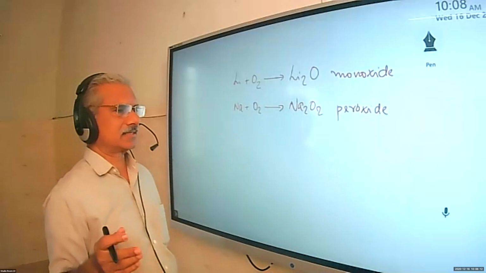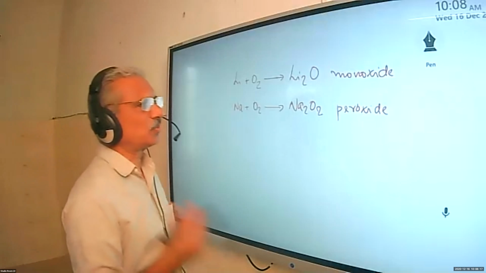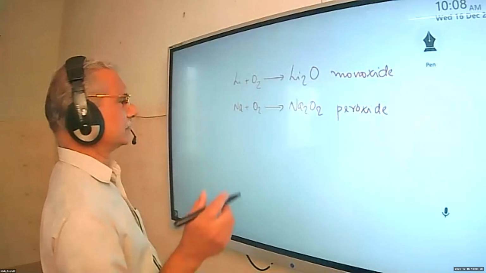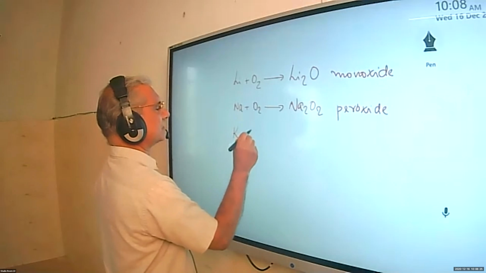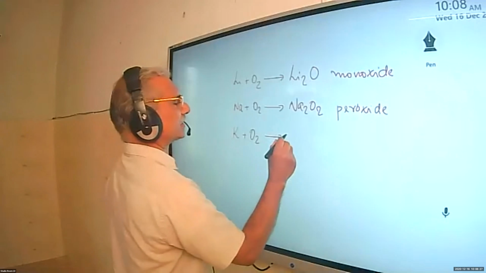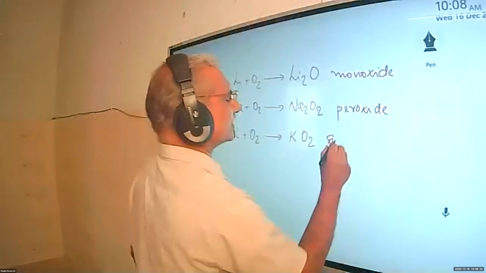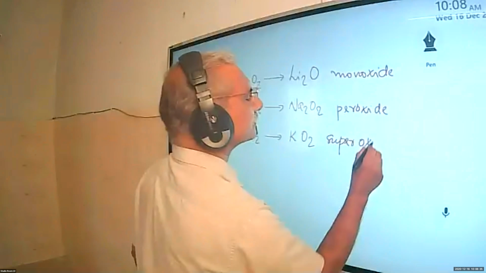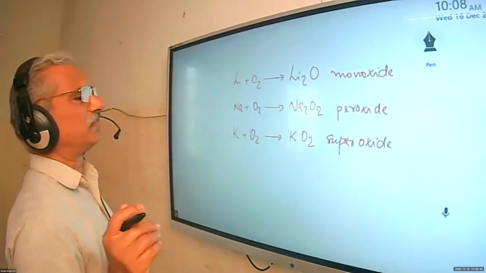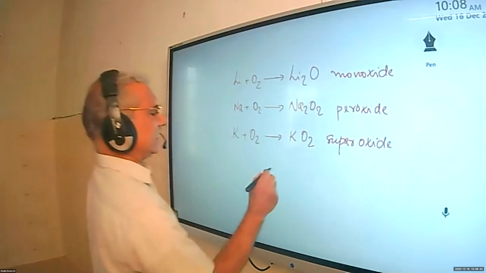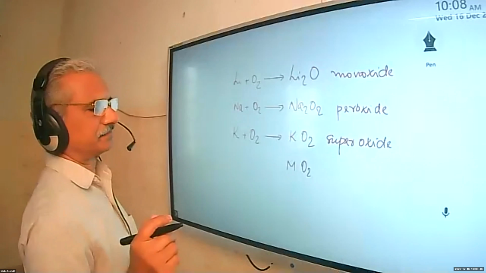Now take the other metals, say potassium, rubidium, cesium, etc. They give superoxides. Say, for example, potassium plus oxygen giving potassium superoxide, KO2. That is a superoxide. Similarly, rubidium and cesium all give superoxides, and they have the general formula MO2.